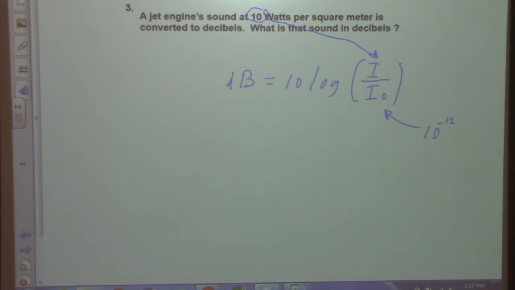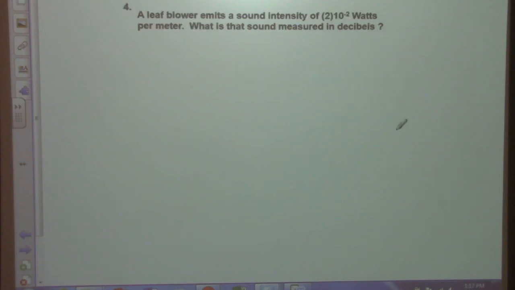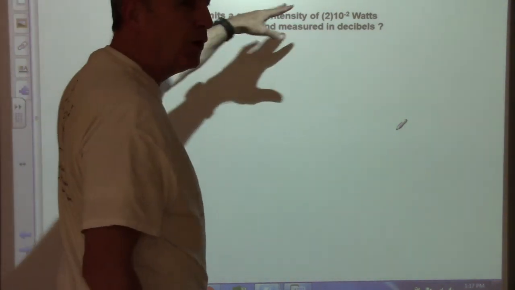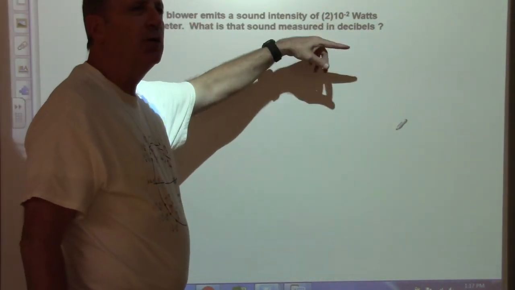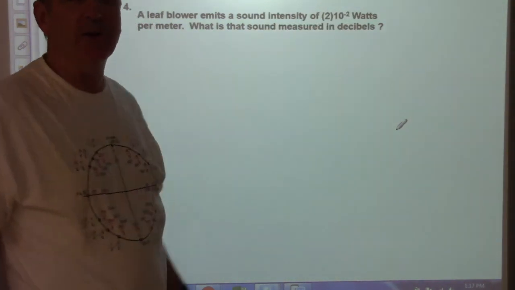And then for number 4, let me guess. Number 4 is going to be 2 times. Now 1 would be 100 decibels, but 2 would be a little bit higher than that. So it's going to be 103 decibels, roughly. That was just my estimate, just because I knew that 10 to the negative 2 watts per meter squared is going to be exactly 100. And when you multiply that by 2, it's going to raise it up by about 3 extra decibels.